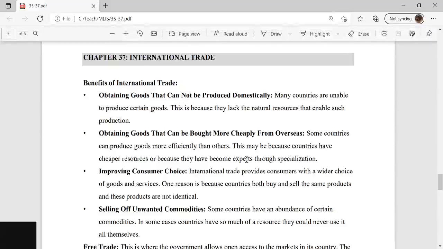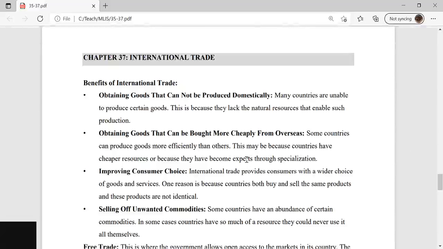So what next? International trade, chapter 37. International trade is basically the trading between countries. When goods move from one country to another, that's international trade.